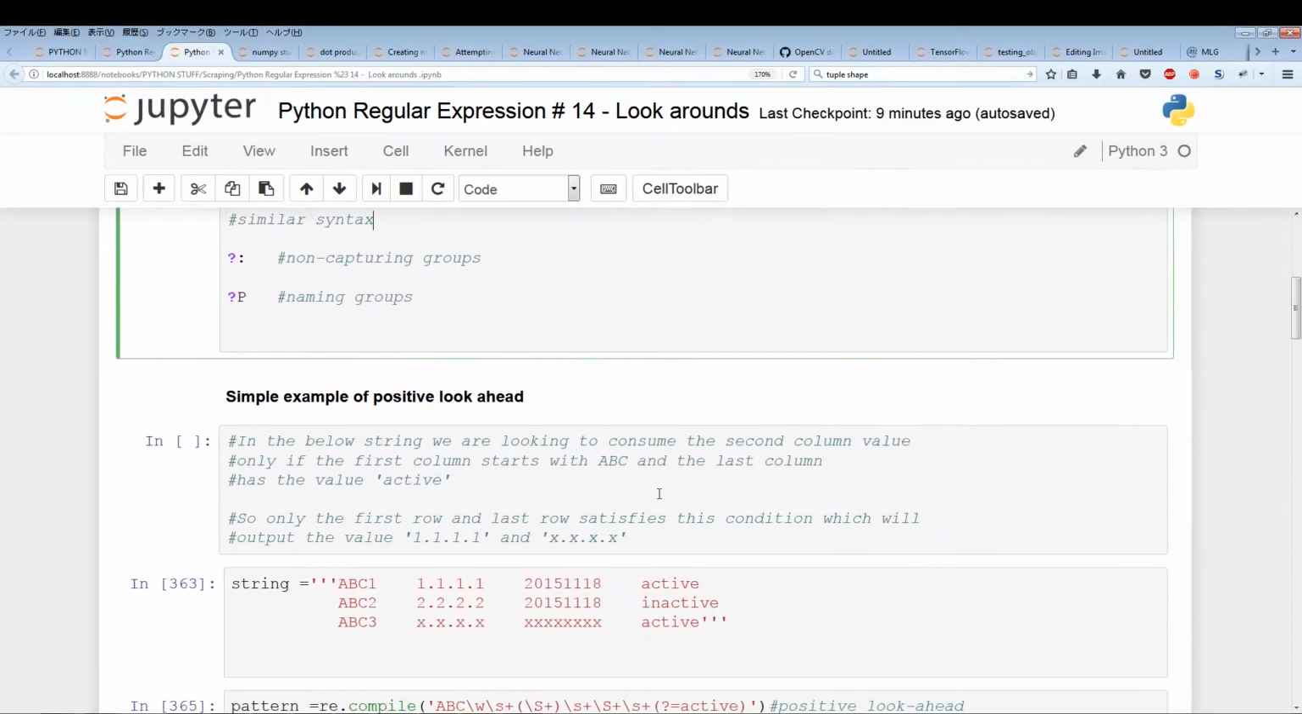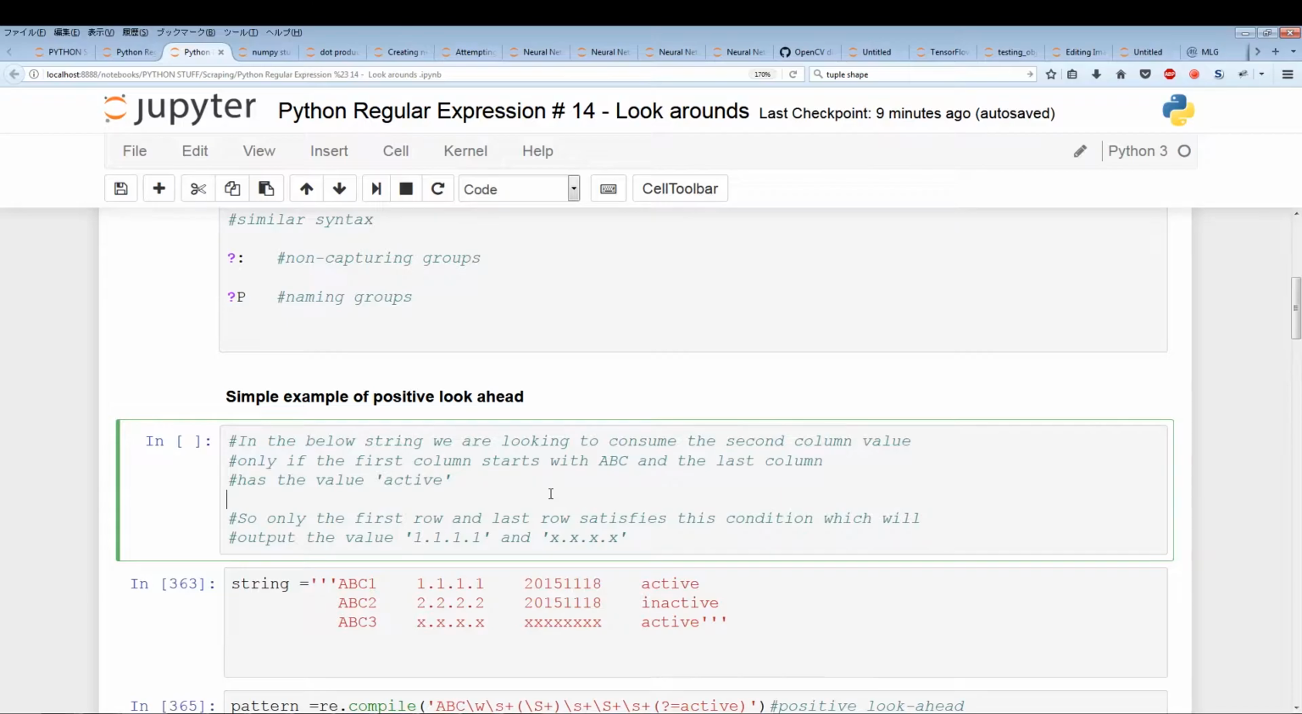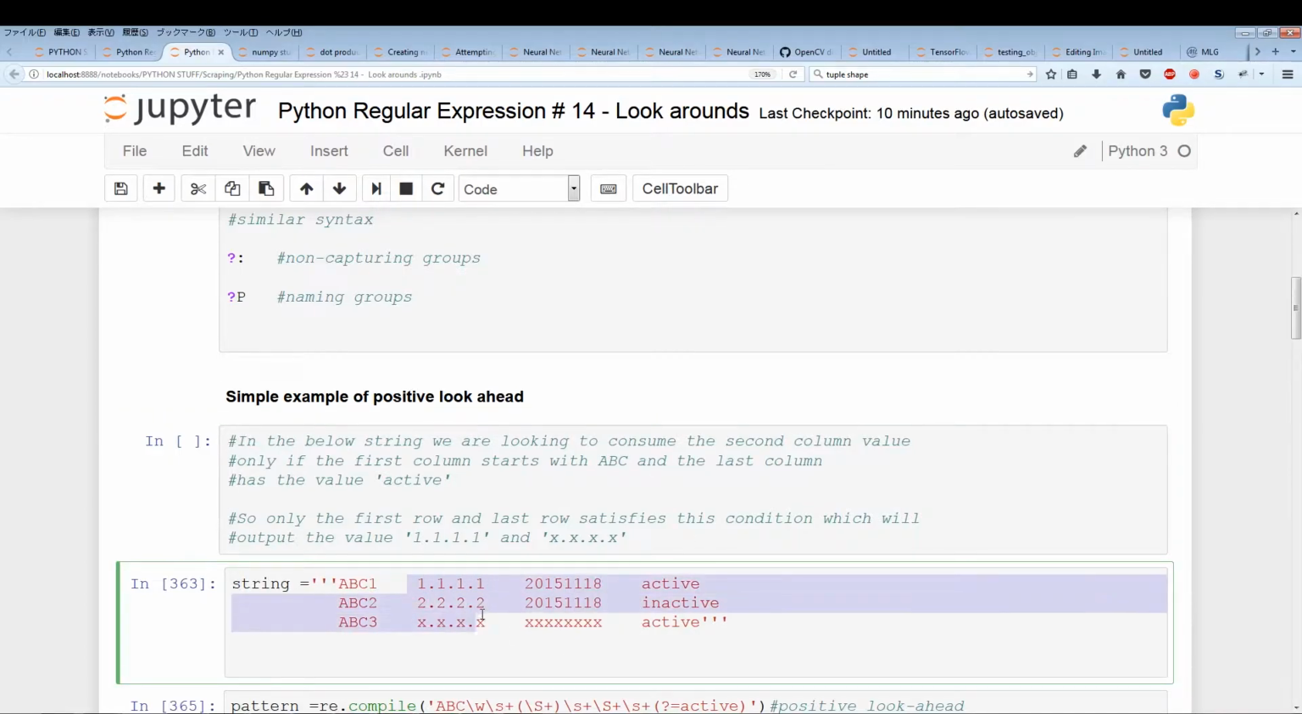Alright, so let's get into an example. Some of the examples I found through the net, and some of them I tweaked and made for this video. So we have an example here. In the below string, we're looking to consume the second column value, 111, XXX, only if the first column starts with ABC and the last column has the value active.